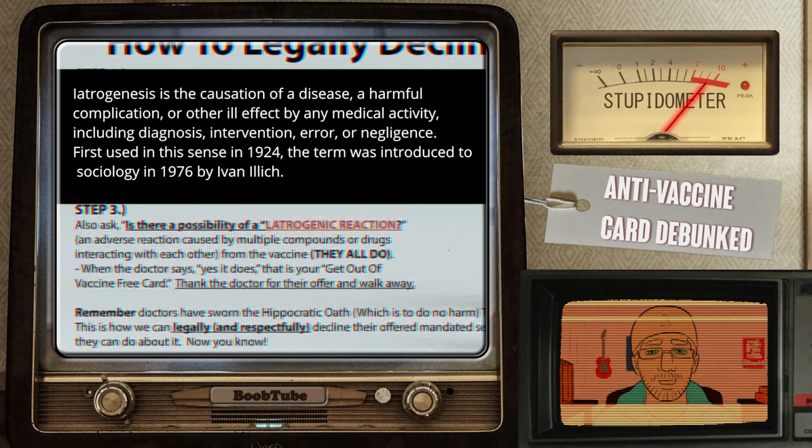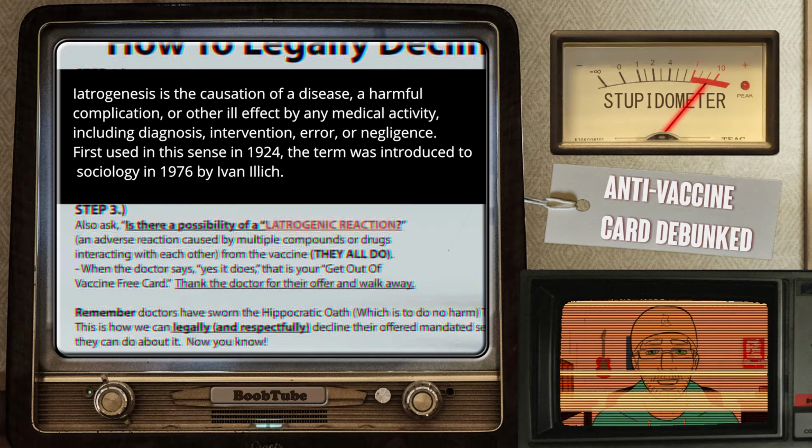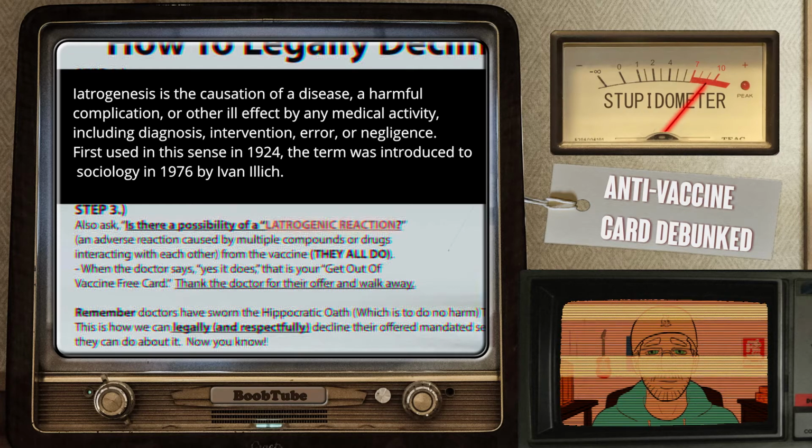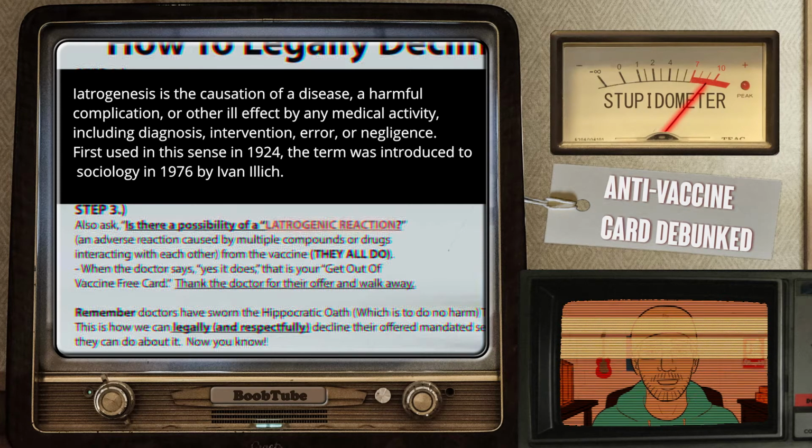First used in this sense in 1924, the term was introduced to sociology in 1976 by Ivan Illich. The definition provided by the image only specifies one of the reasons.